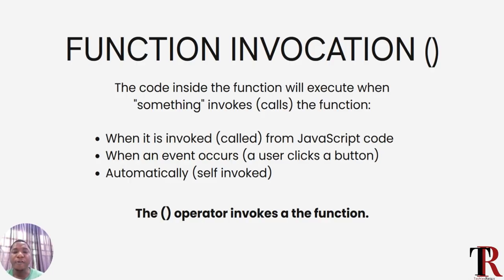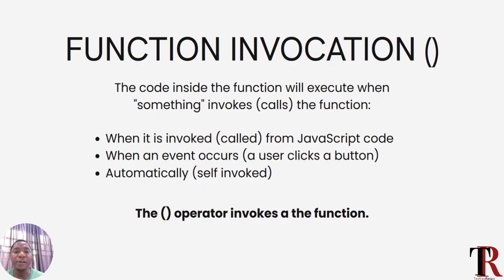It can be invoked from JavaScript code, or when an event occurs. For example, maybe you have a function that wants to trigger something, maybe a pop-up, when someone clicks a button in your application. Once you attach a function to such a button, when a user clicks it, it will fire an event. So this is another instance of when a function can be called. The first one is when it is invoked, called from JavaScript code.